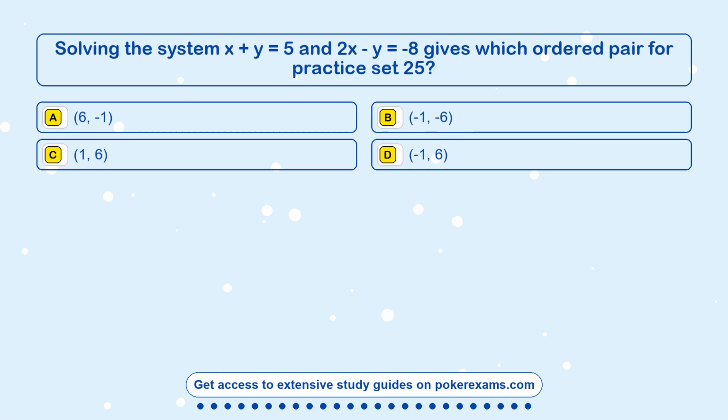Question 12. Solving the system x plus y equals 5 and 2x minus y equals minus 8 gives which ordered pair for practice set 25? Option A, 6, minus 1. Option B, minus 1, minus 6. Option C, 1, 6. Option D, minus 1, 6.